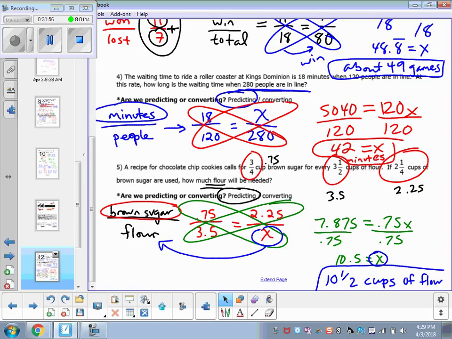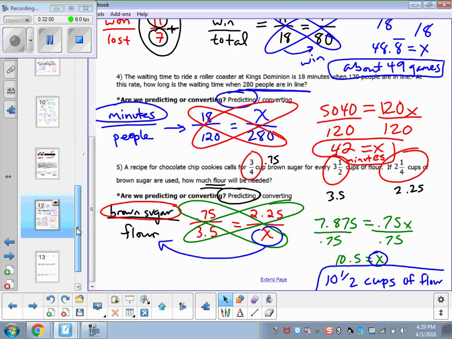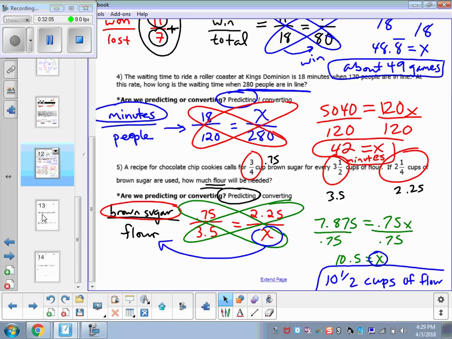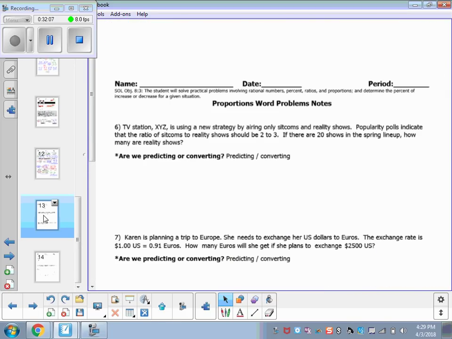So once you have that taken care of, we're moving right along. And now we're basically on the last page of your packet, pages 7 and 8. Let's start with page 7.